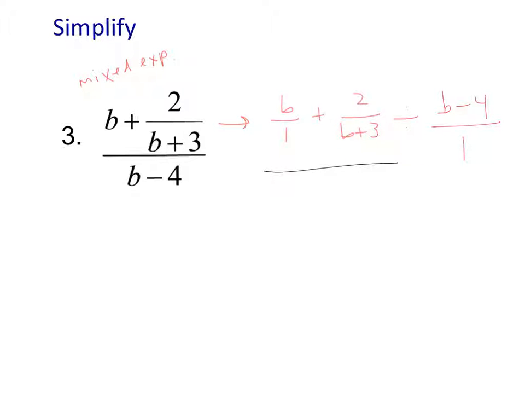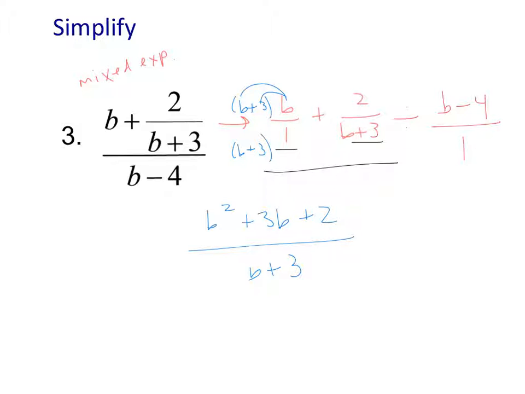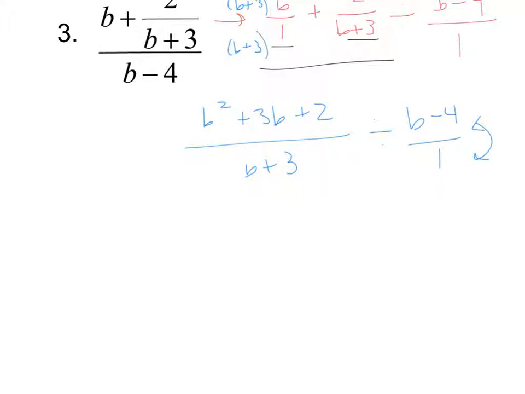So I'm going to get a common denominator of 1 and b plus 3, which would be b plus 3, so I'll multiply by that. So what I end up getting is b times b, which is b squared, plus 3b plus 2 all over b plus 3 divided by b minus 4 over 1. So I'll flip the second fraction here, and I get b squared plus 3b plus 2 all over b plus 3 times 1 over b minus 4.